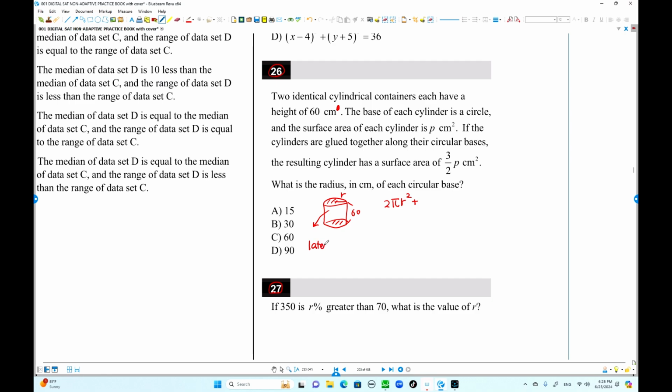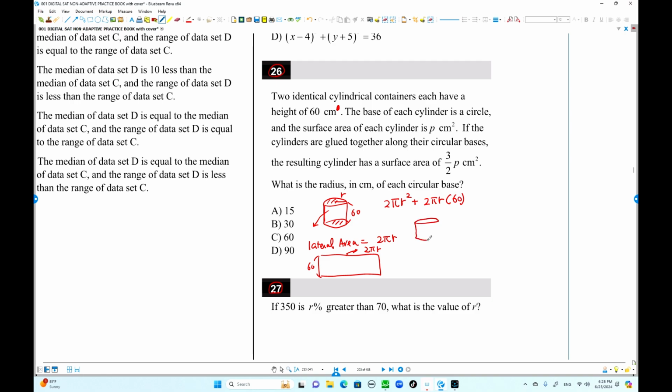Lateral area is 2 pi r, that's the circumference. When you unfold this, it gets stretched out and looks like this. This equals what? 2 pi r, the circumference. This is the height, 60. So 2 pi r times 60. That's the surface area.